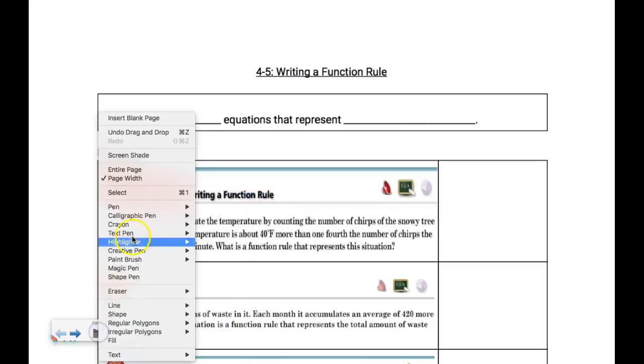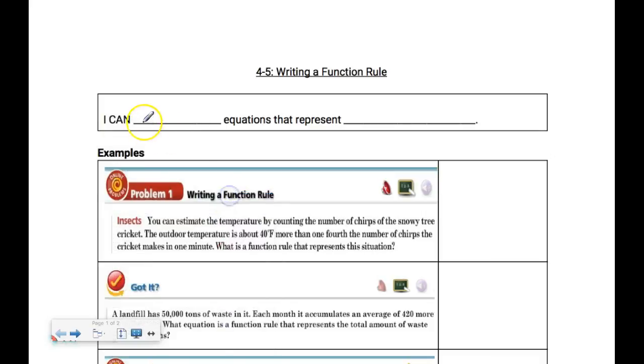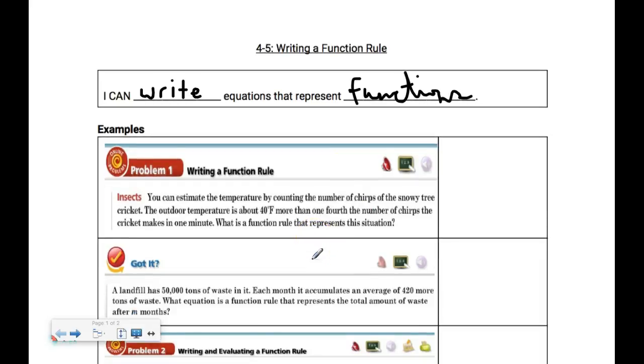First of all, we're going to be talking about writing. I can write equations that represent functions. And there's really no background other than what you've done already, so no new vocabulary or anything like that, so we'll just get right to it.